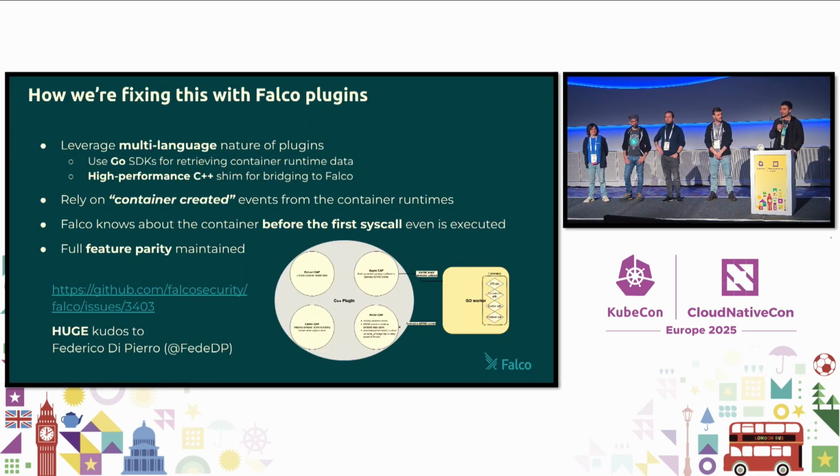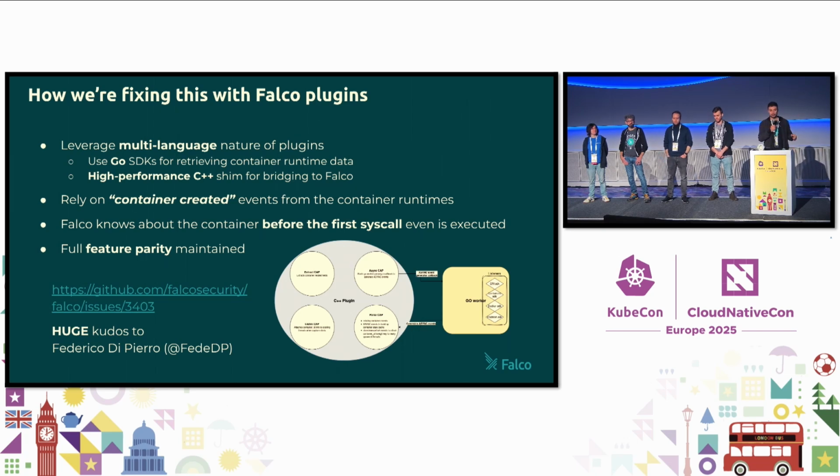How is the plugin system helping us in this? The nature of the plugin system is multi-language, meaning that we can develop one in Go, and that's what we did. Nicely, the Go ecosystem provides a good set of SDKs and clients that we can use to connect to all the container runtime implementations that we support. But we can also go multi-language within the plugin, meaning that we can have a slice written in C++ for the performance-critical paths, and the Go side of the plugin for the connection and integrations part.